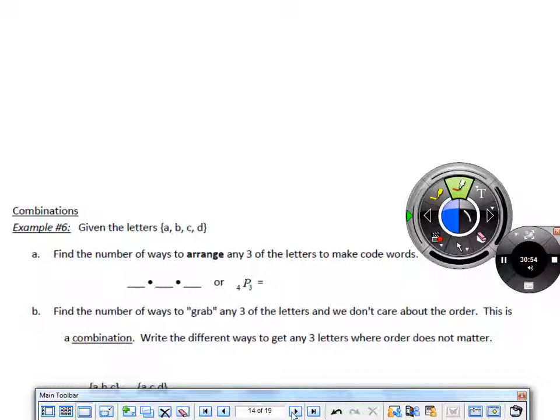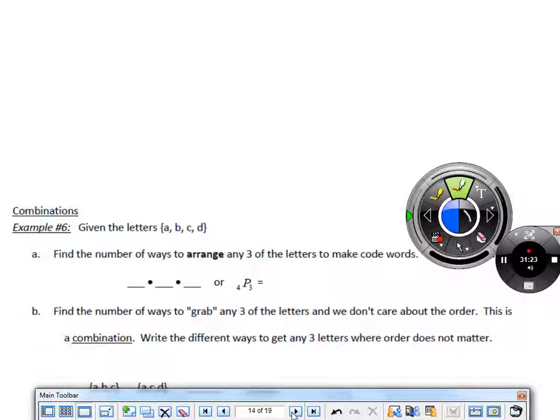So this is not a hard problem, but it's going to transition us into a new idea. Okay? Let's say you have 4 letters, A, B, C, and D. And the question was, find the number of ways to arrange any 3 of the letters. So how many objects do we have? 4. How many are we choosing in our arrangement? 3. So how would we do that?